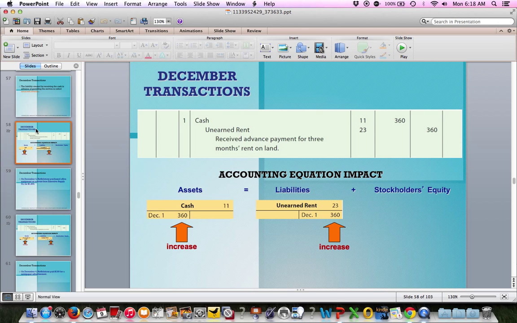So earlier I said a liability is always signified by the word payable, but you can also have a liability when you see the word unearned, that also means liability.